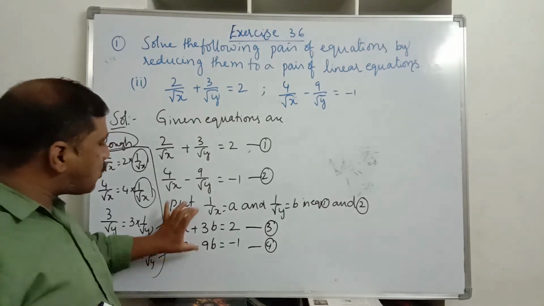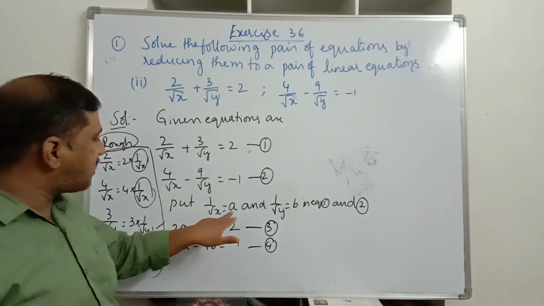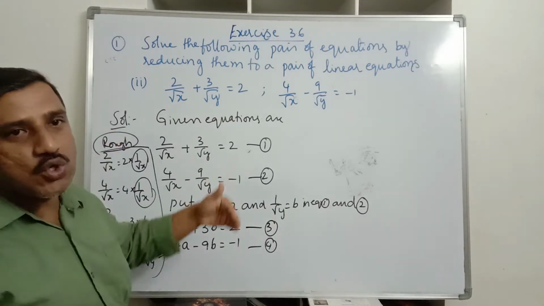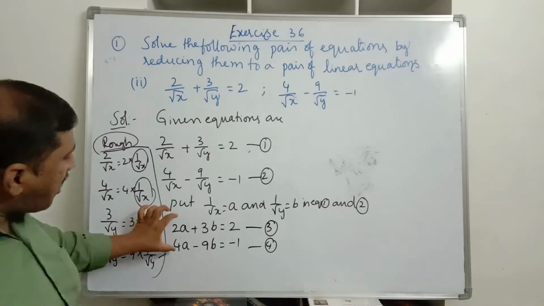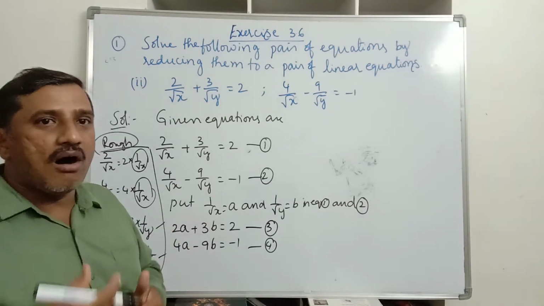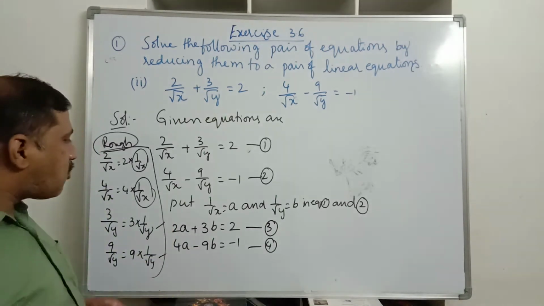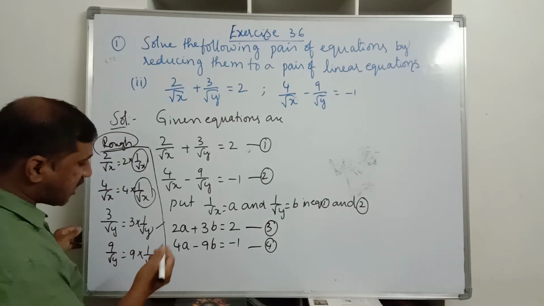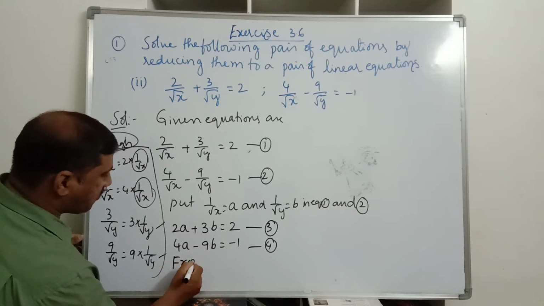Now solve these two equations, we get the a value and b value, and we know a is equals to 1 by root x and b is equals to 1 by root y. By substituting in this, we will get the x value and y value. Now how to solve these two linear equations? Use any one method: substitution method, elimination method, or cross multiplication method. Now I am going to use the substitution method.